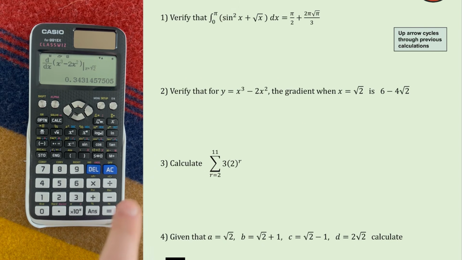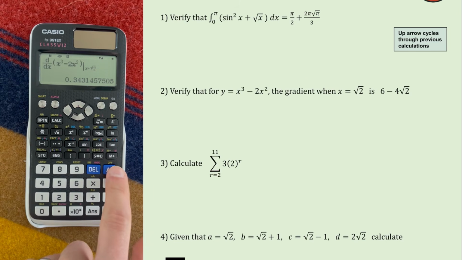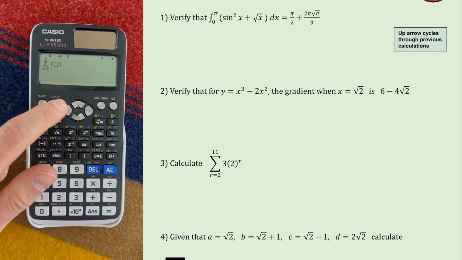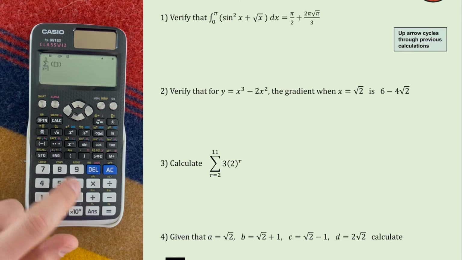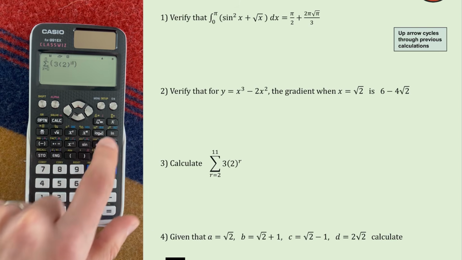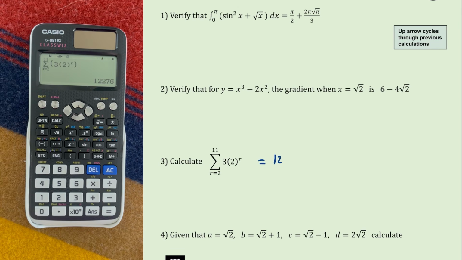Okay, I'm going to use it to calculate this. You can notice up here above x, we've got the sigma notation. So I'm just going to clear everything that we've got, and press shift to get the sigma notation. Now, like I said on the previous part, this is r instead of x, so we're going to have to make sure that we type x. It's going to be 3 brackets, 2 brackets to the power of x, going between x is 2 and 11. We've changed it from r to x. And we get the answer 12,276. So this one isn't just to verify, you could literally use this to calculate it.